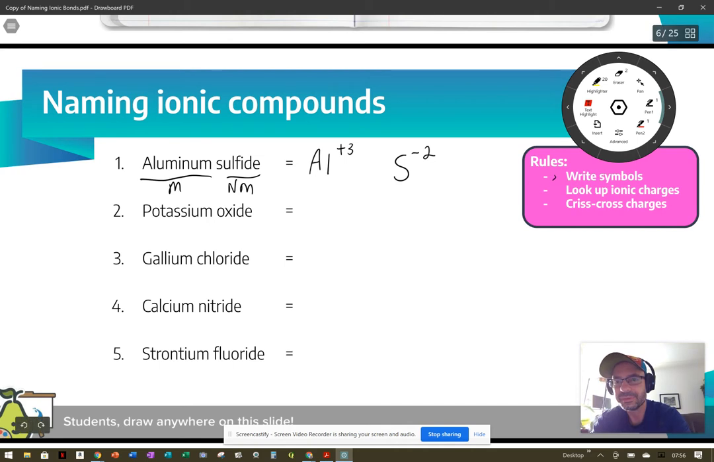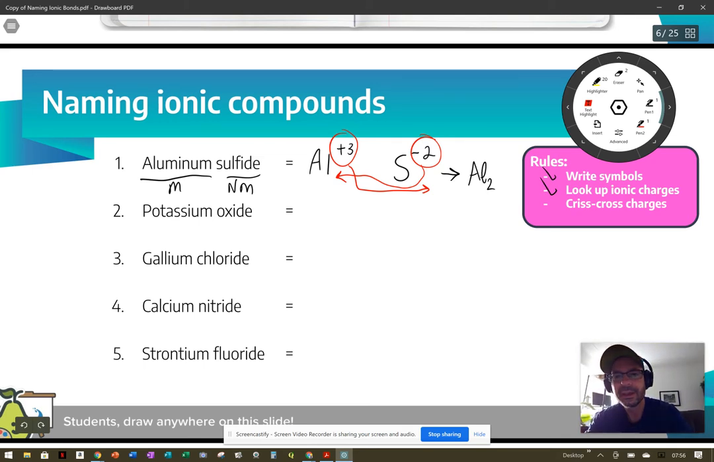So we wrote the symbols, we looked up their charges. Now we've got to crisscross it. What I mean by that is we're going to take the charge and make it the subscript on the ion next to it. So the way that's going to end up looking is we're going to have Al2S3. So that's aluminum sulfide.